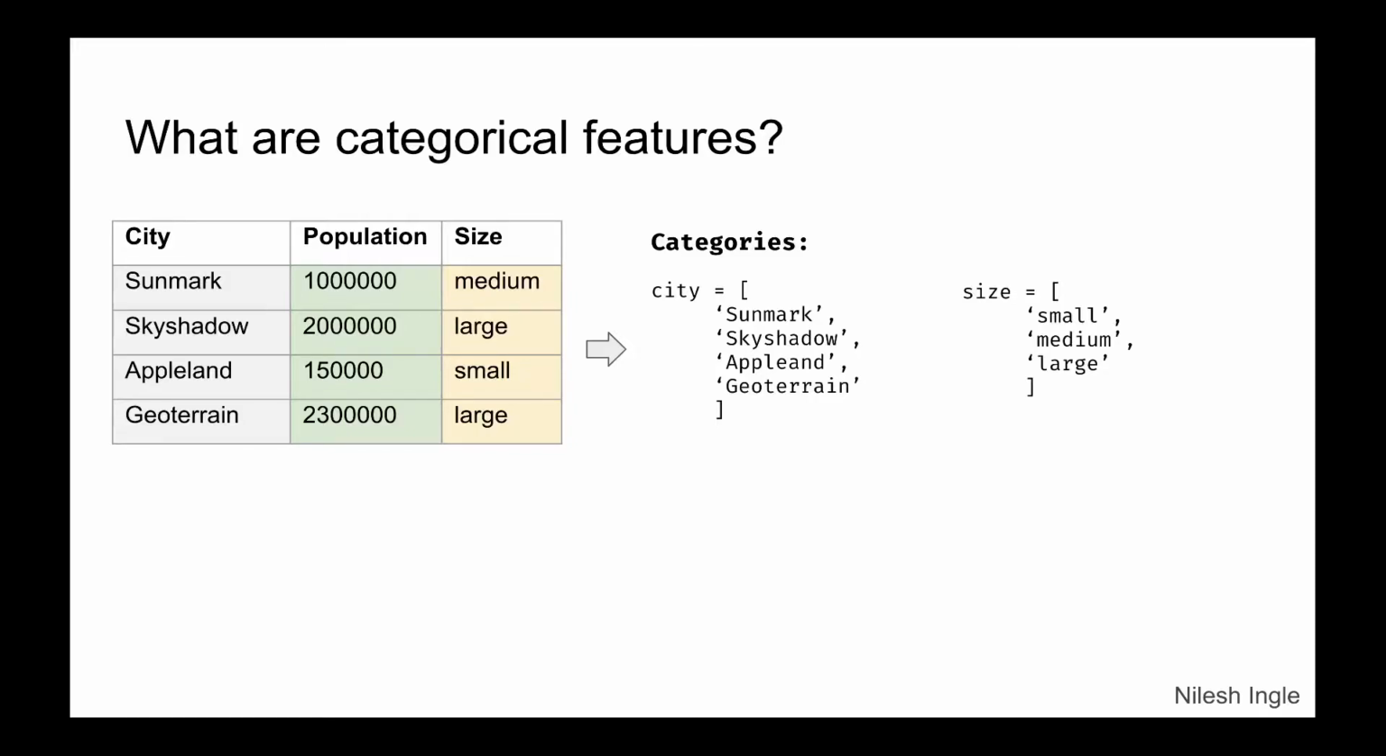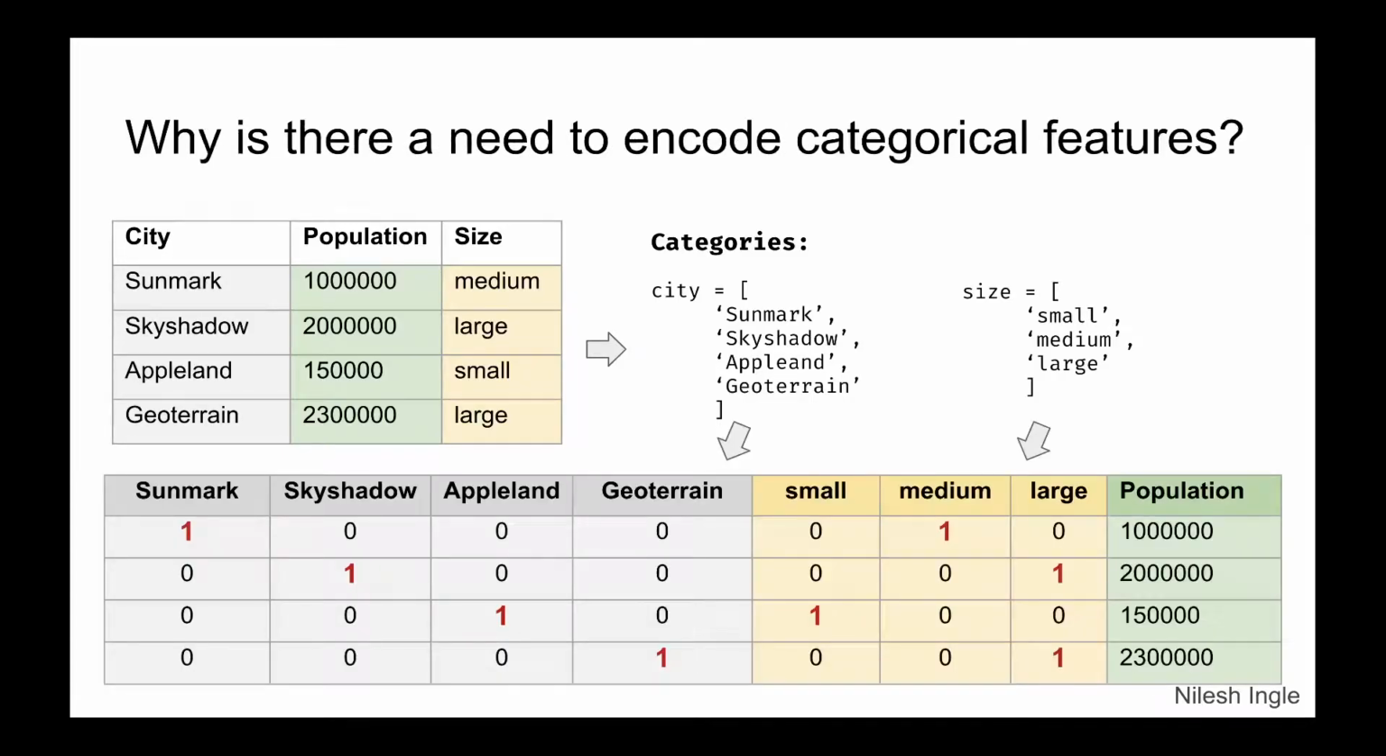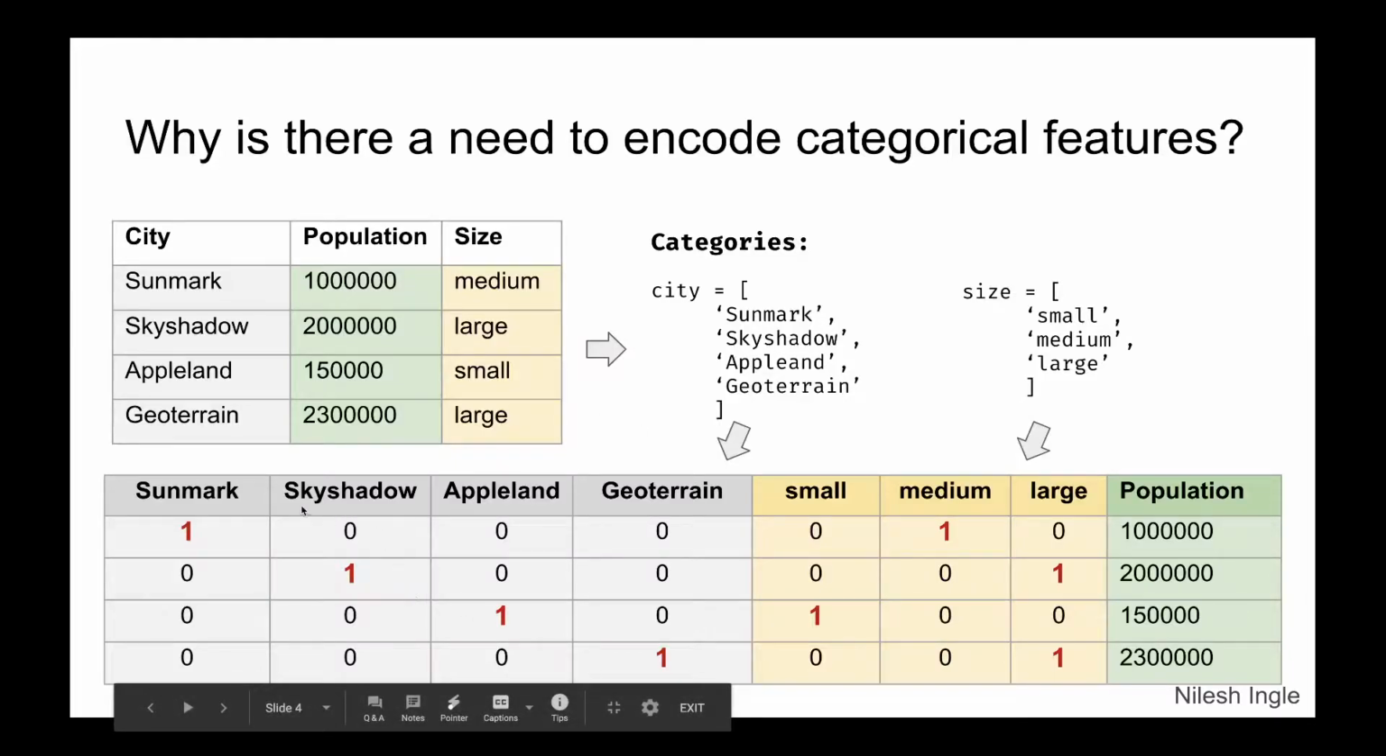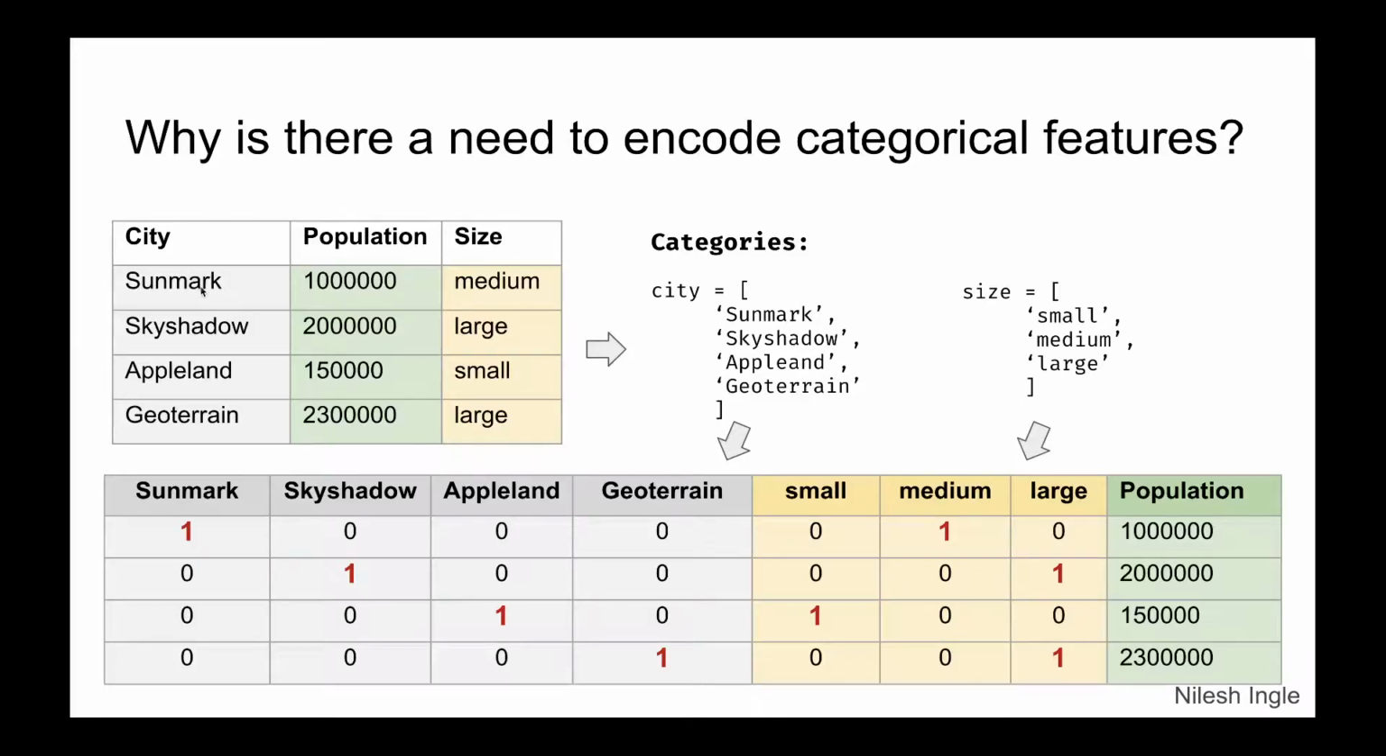Now, why is there a need to encode them? The reason is because for machine learning models, we need the input data to be numeric. And because it has to be numeric, we need to convert these words into numbers. And one way to do that is as shown here. What we can do is create a new table, and then for each row, for example, if you look at the first row, we can put a value of 1 if that particular value exists in that row. Else we put the value as 0.